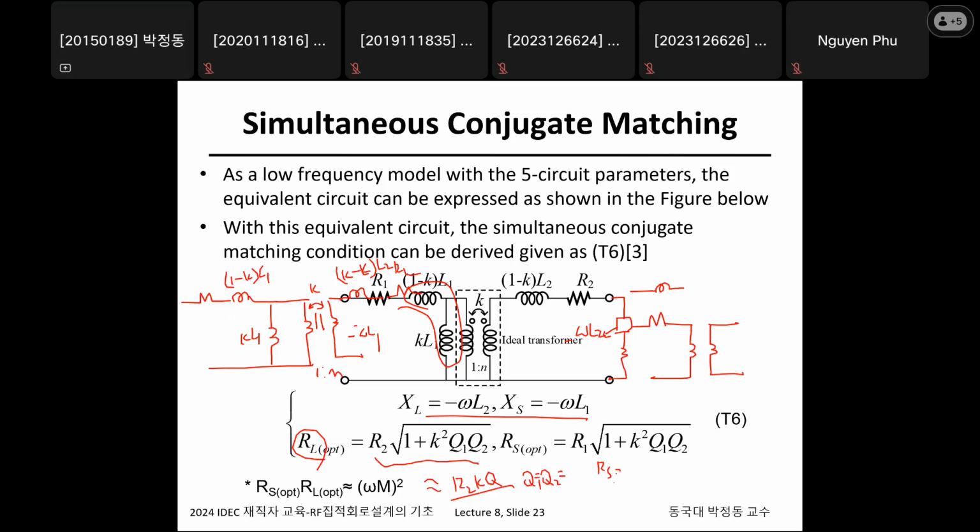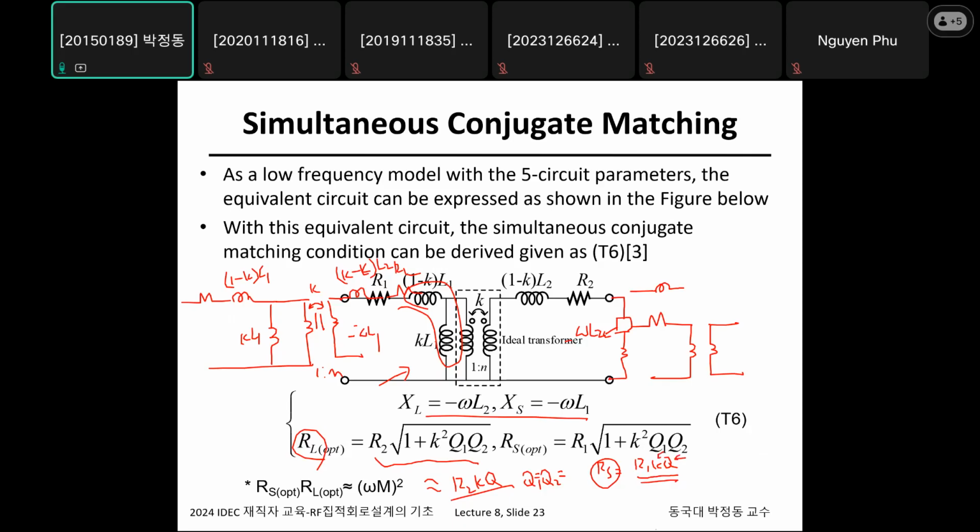RS is the same. RS is also R1 KQ. This is very interesting, right? Which means, if you want to make a matching network using a transformer, it is almost impossible to achieve resistance matching. This is nothing but a resonator, actually. Frankly speaking, it's a resonator because this is really difficult to achieve. How can you control K and Q?